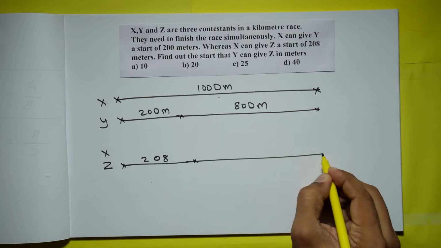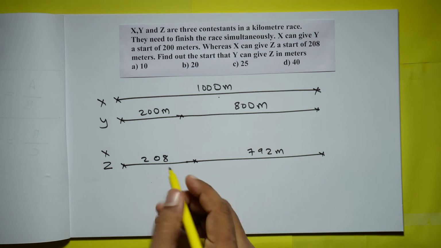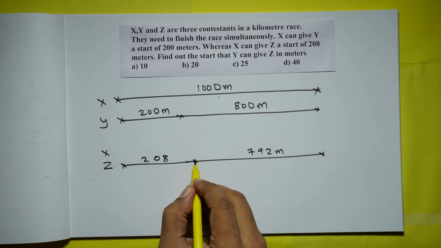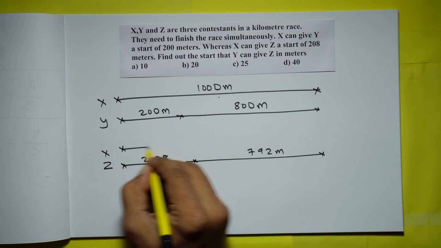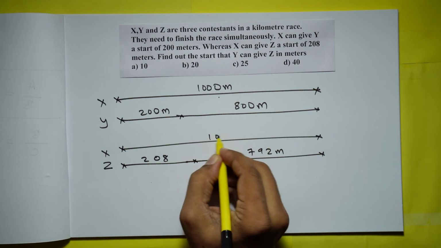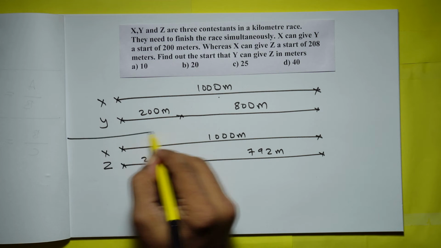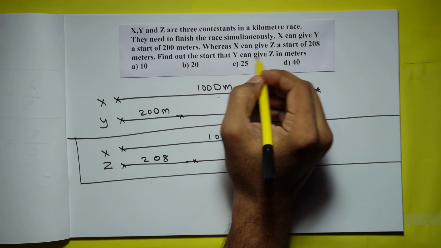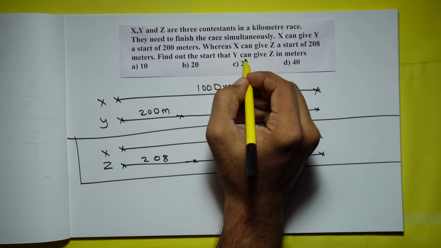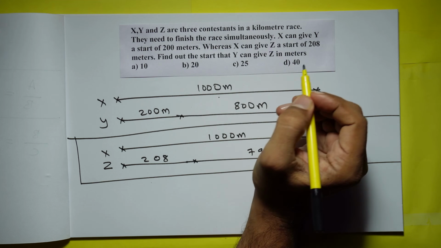The remaining distance is 792 meters. And in the time that Z does this remaining 792 meters, X will do the full 1 kilometer or 1000 meters. So these are the two informations that we have. Now the question is, find out the start that Y can give Z in meters. That is for the same 1 kilometer race.